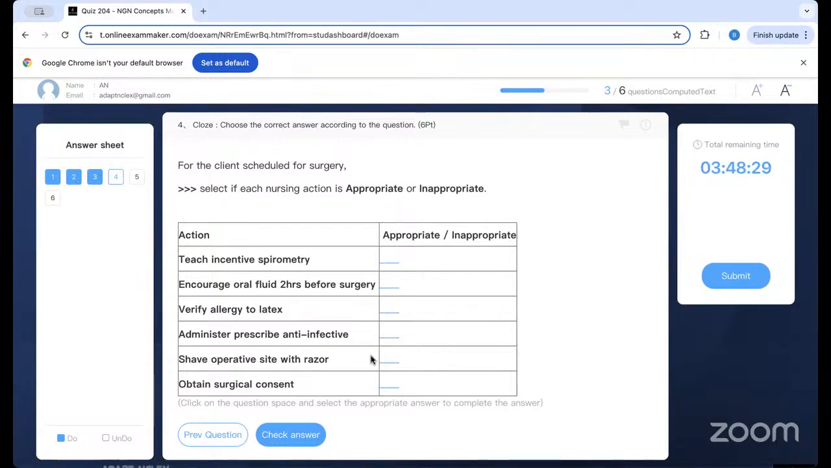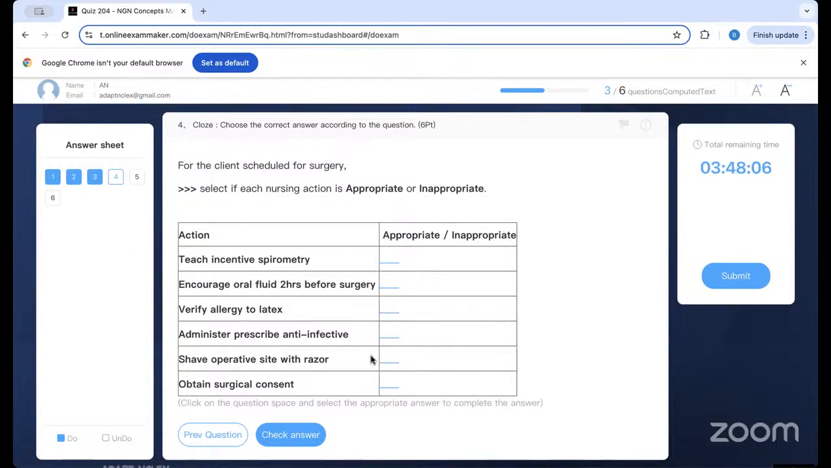Encouraging oral fluid 2 hours before surgery, is it appropriate? Verifying if the patient has latex allergy, is it appropriate? Administer the prescribed anti-infective, is it appropriate? Shave operative site with a razor blade, is it appropriate? Obtain surgical consent, is it appropriate?